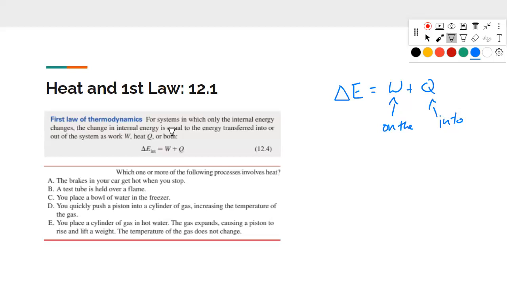So when you place a cylinder of gas in hot water, that is heat, right? That's a positive Q. You're giving heat to the system. But then what does that system do? Well, instead of increasing its energy, so I should say this energy is related to the temperature, instead of increasing its energy, it just immediately is like, nope, I don't want this energy, and it gives it away as work. So that's something that can happen because these three things just have to balance.